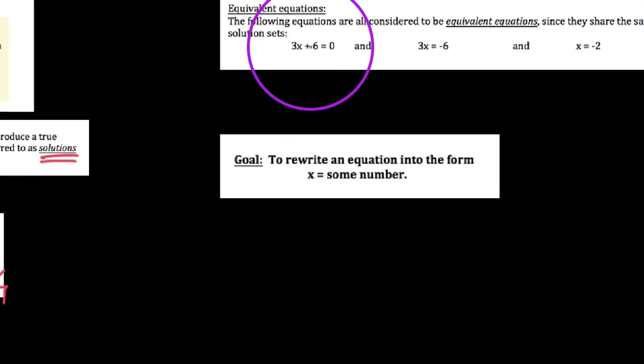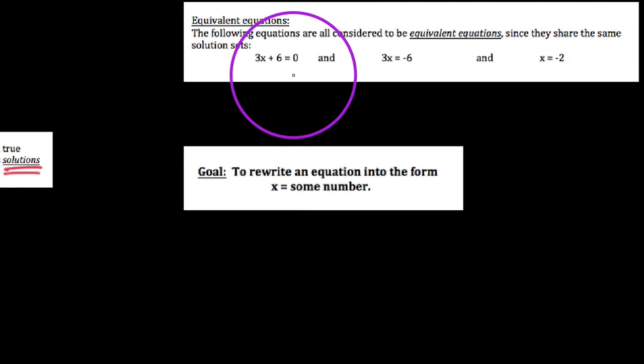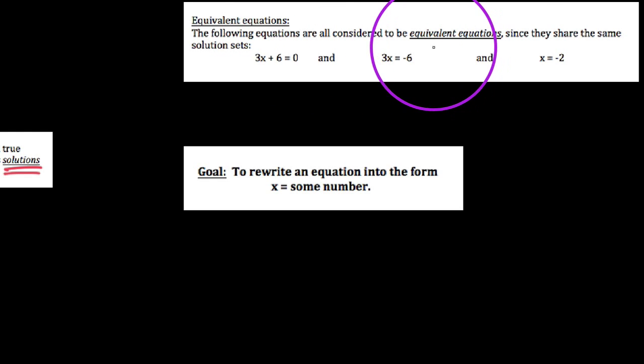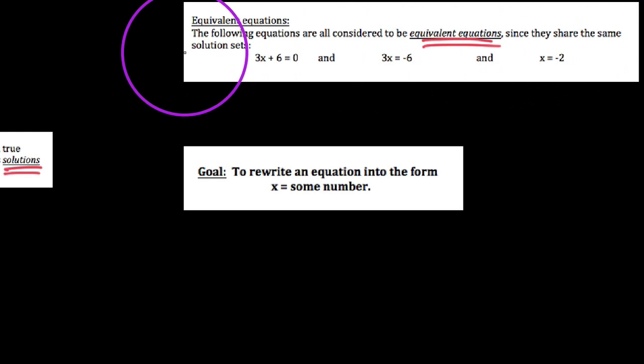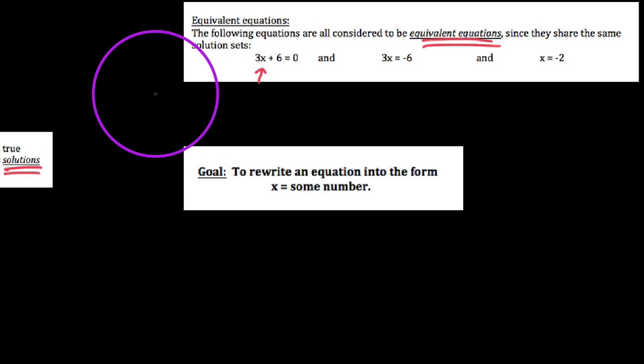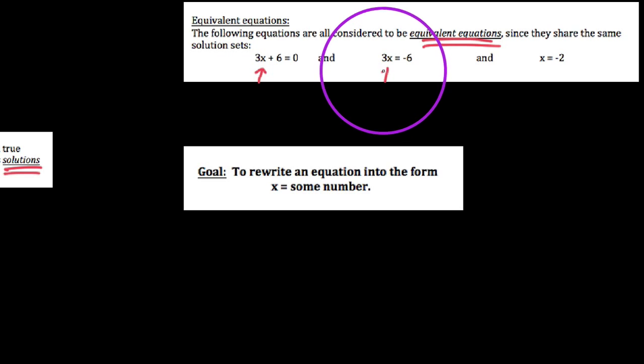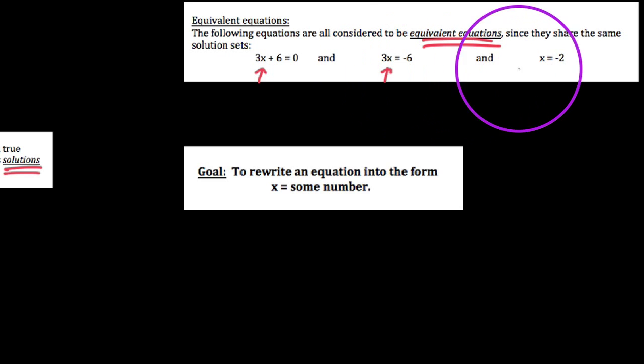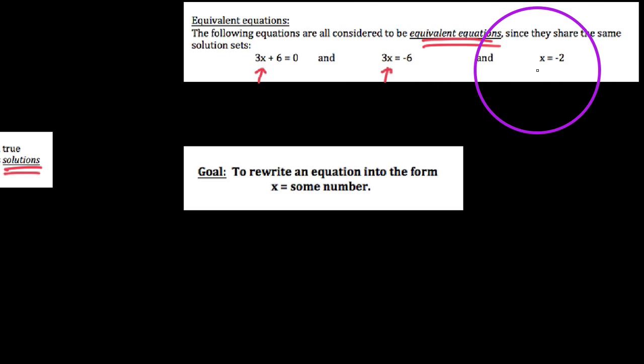So really quickly, before we go on to solving an equation on our own, let's look at this up here. I say the following equations are all considered to be what we call equivalent equations, okay? Equivalent equations are equivalent because they share the same solution set. So if I plug in -2 here, we observe that we get 0 equals 0. If I plug in a -2 here, I get -6 equals -6. And if I plug in a -2 here, I get -2 equals -2.